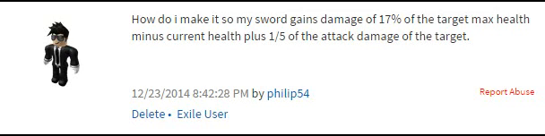I'm going to assume that by the 1/5 of the attack damage, I mean the base damage. That's how I'm going to go about this.